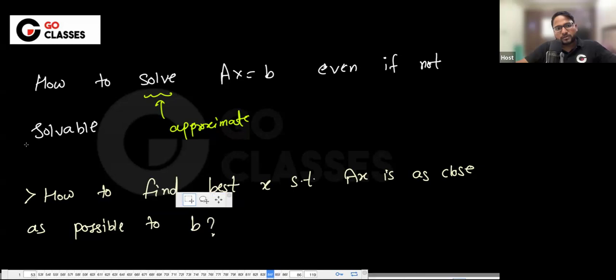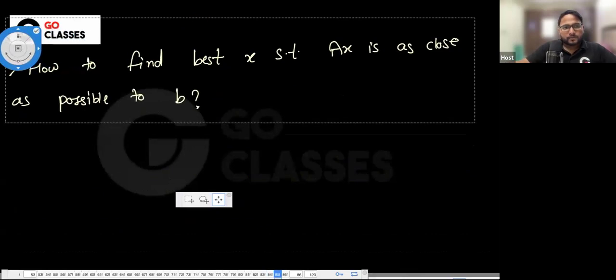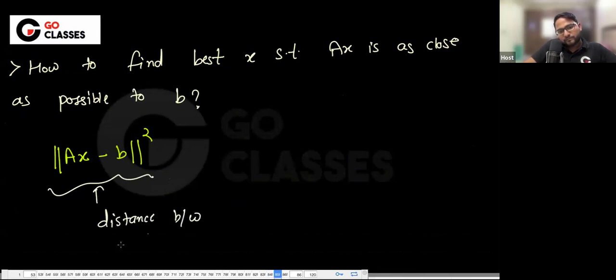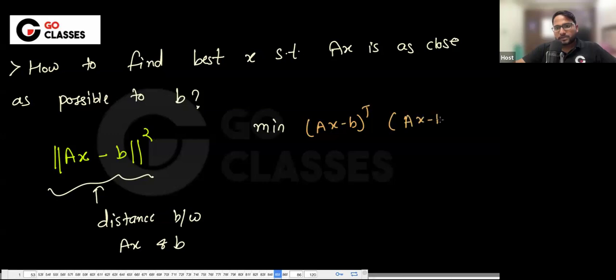So what are the steps? Let's just quickly write down the steps. You don't know what x is, right? So you will be finding the x such that your distance between ax and b should be minimized. In other words, you want to find the minimum of (ax minus b) transpose into (ax minus b).